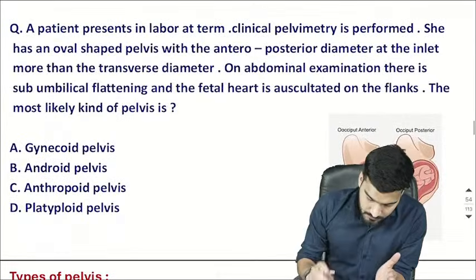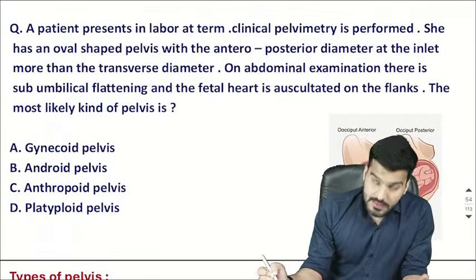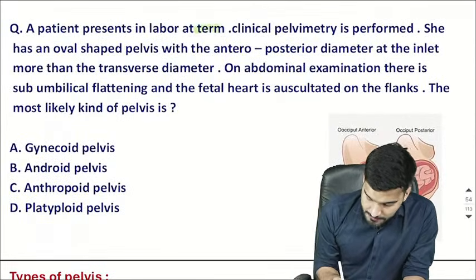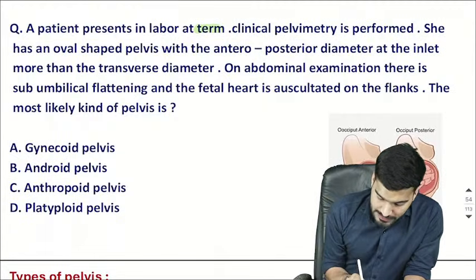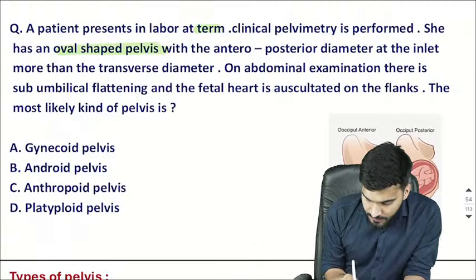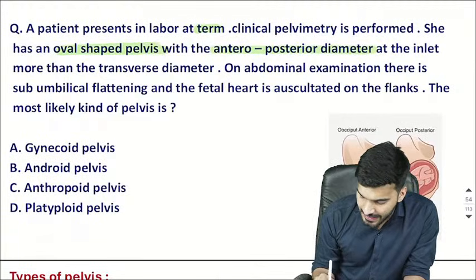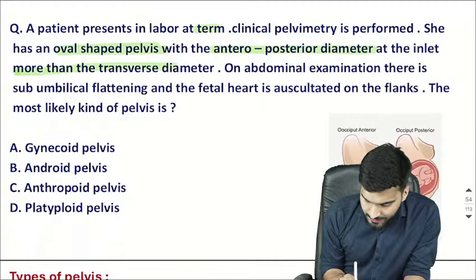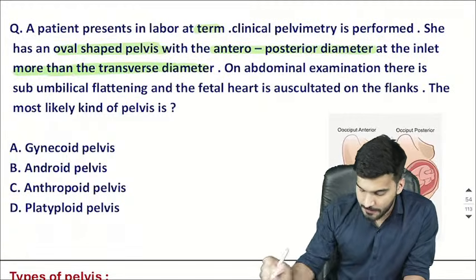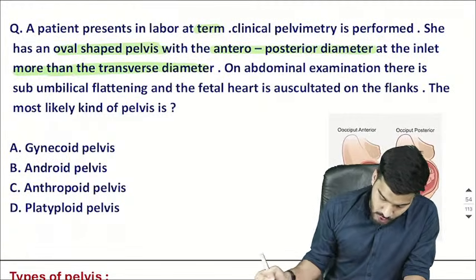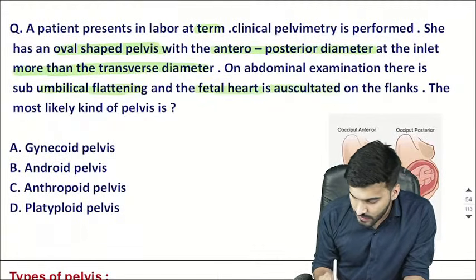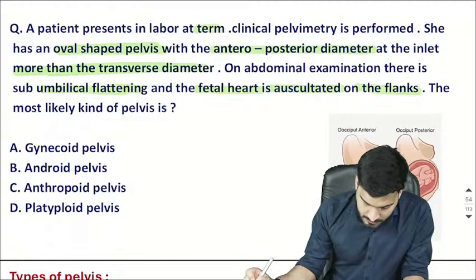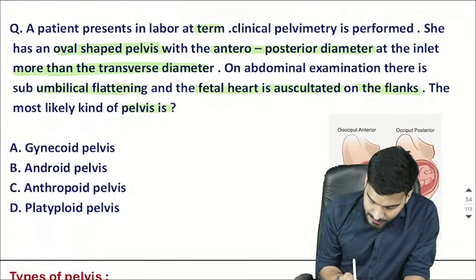Now, a patient presents in a labor room at term pregnancy. The clinical pelvimetry was performed. She has an oval-shaped pelvis with an antero-posterior diameter at the inlet more than the transverse diameter. On abdominal examination, there is a subumbilical flattening and the fetal heart is auscultated on the flanks. The most likely kind of the pelvis is.